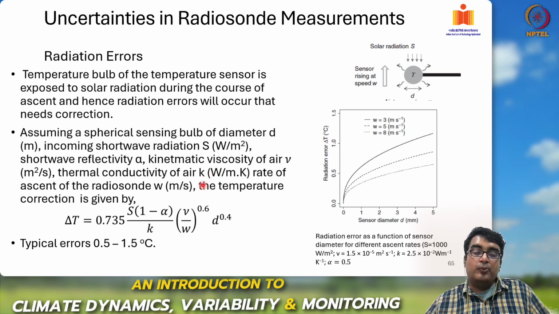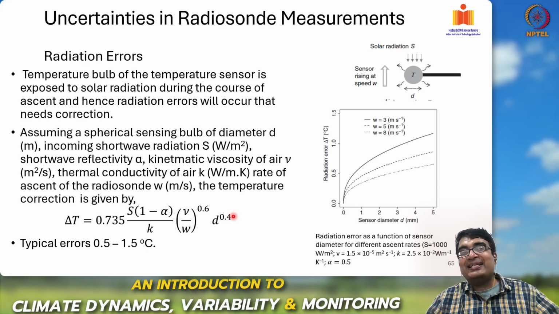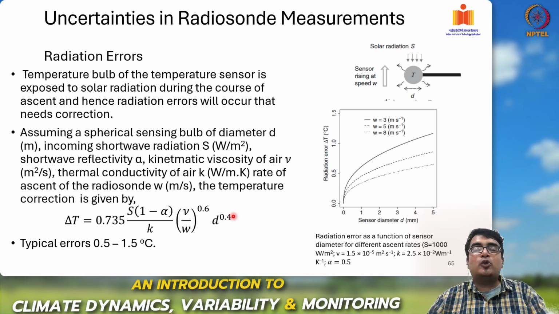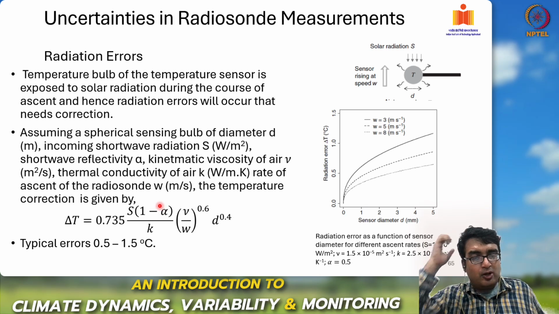If this is so, we can show by modeling, and we have not shown it here, that the temperature differential is basically 0.735 S into (1 minus alpha) by K into (nu by W) to the power 0.6 into D to the power 0.4. So this is the overestimation of the temperature sensor because of the excess heat that is coming through shortwave radiation coming from the sun, that is, it's absorbed. Okay. Clearly, if reflectivity is 1, it is reflecting everything back, then this becomes 0. So this is internally consistent.